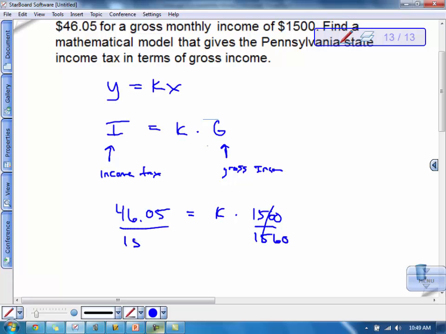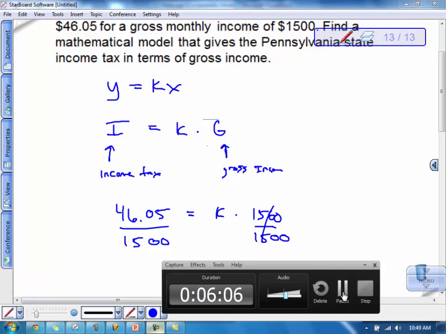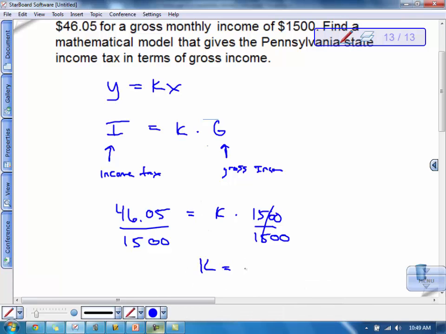So divide both sides by 1500. I'm sorry, 1500. And we get K to be 0.0307. That's 3.07% interest. So basically, of your income, 3.07% interest can be paid in tax.